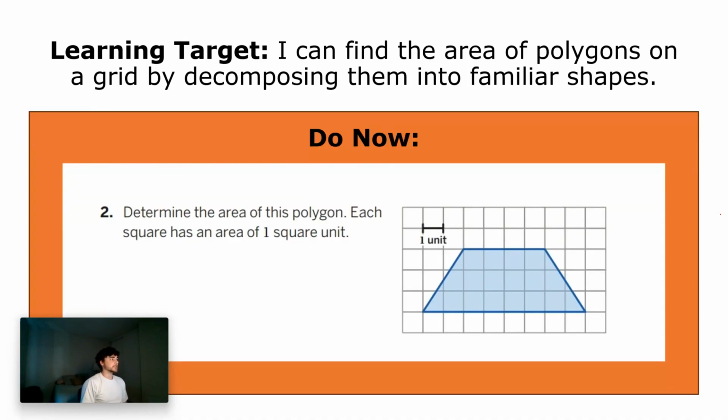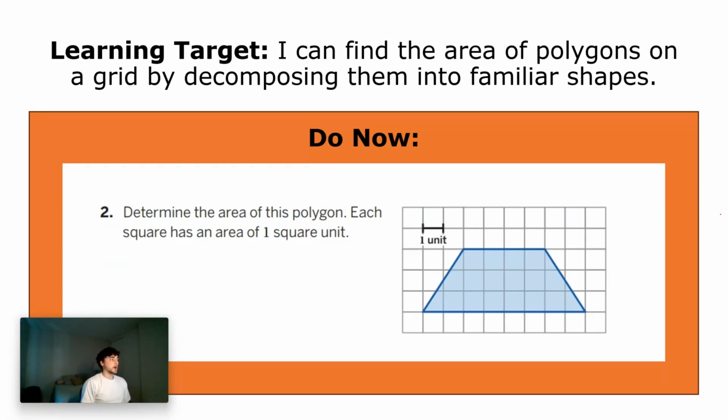Our learning target today: I can find the area of polygons on a grid by decomposing them into familiar shapes. We've learned to find the area of parallelograms on a grid. We've learned to find the area of triangles on a grid. And today we'll be exploring polygons, and we'll talk about what a polygon is here in a moment.